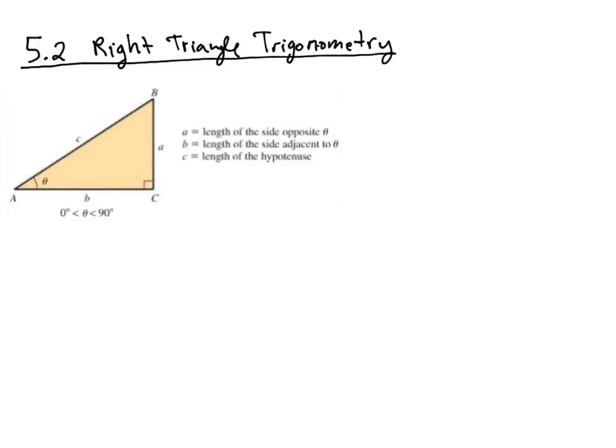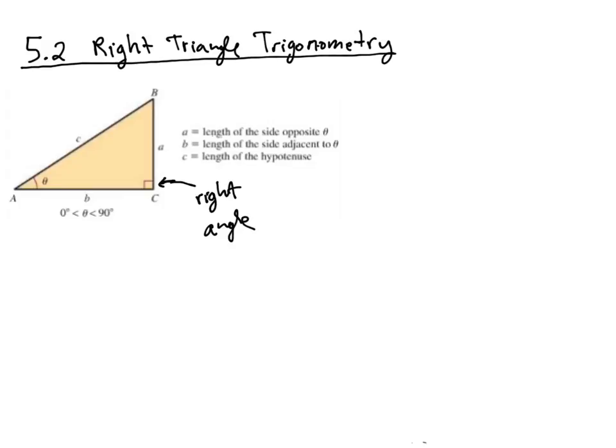Section 5.2 discusses right triangle trigonometry. So what we have here is a right triangle, and a right triangle is simply a triangle that has a right angle on one of its vertices. So this is a right angle. If we have a triangle that contains a right angle, we call that triangle a right triangle.